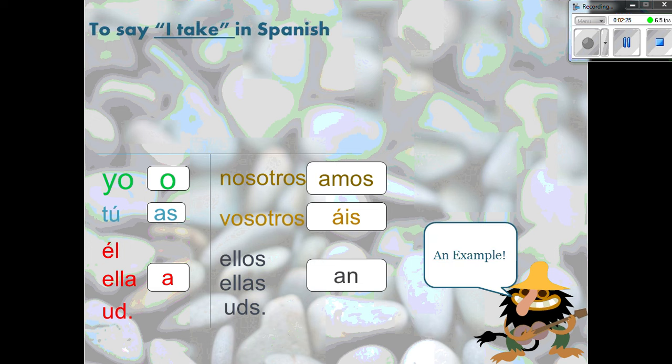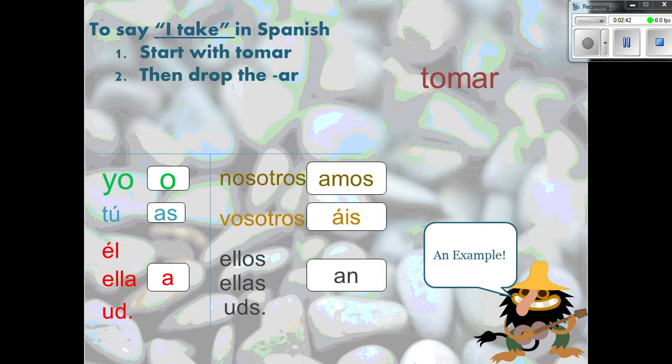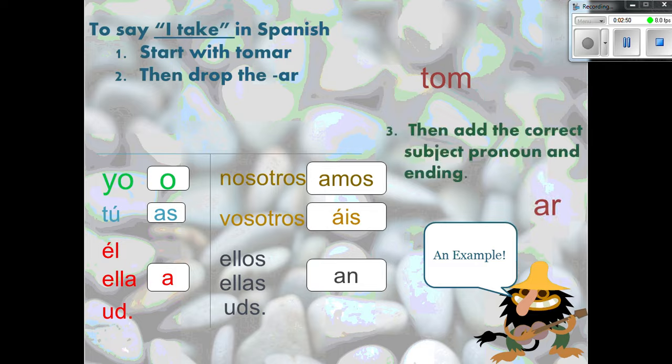An example. So to say I take in Spanish, the first thing that we have to do is start with tomar, that infinitive verb for to take. We know this is an infinitive because it has the AR at the end and it hasn't been conjugated yet. Our next step, so here's our infinitive verb, tomar. Then we need to drop the AR. So that all that means is we're removing the A and the R from the end of this verb. There it goes.